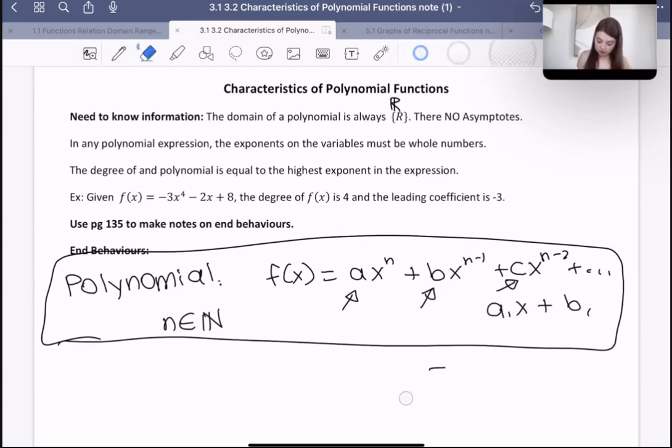Whereas even degree polynomials, such as quadratics and degree 4 polynomials, do have some sort of restriction on the range.